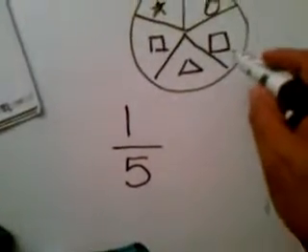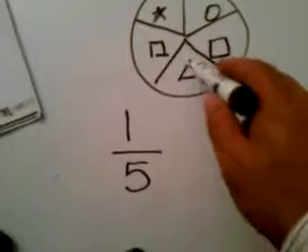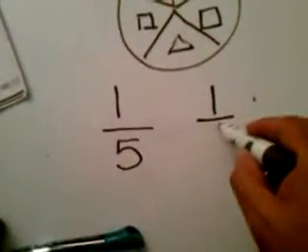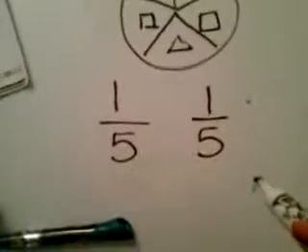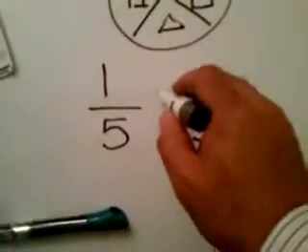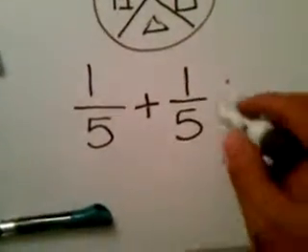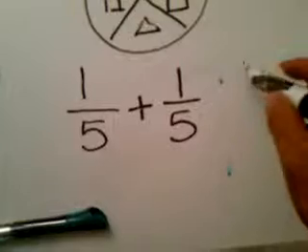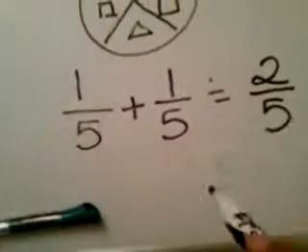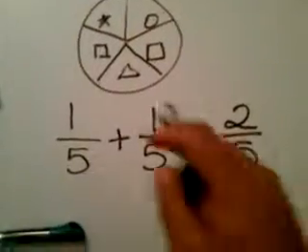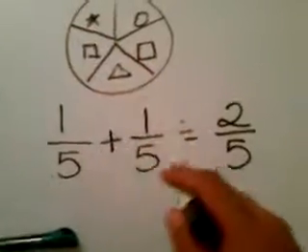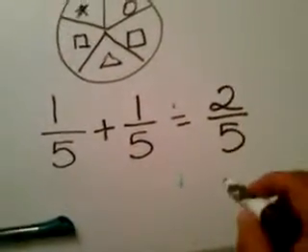What's the probability of getting a diamond? Well, a diamond is also 1 out of 5. So we need to add these together. When we add these together, we're going to get 2 out of 5. So the probability of getting a triangle or a star is going to be 2 out of 5.